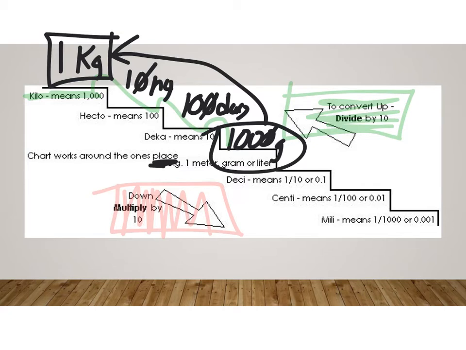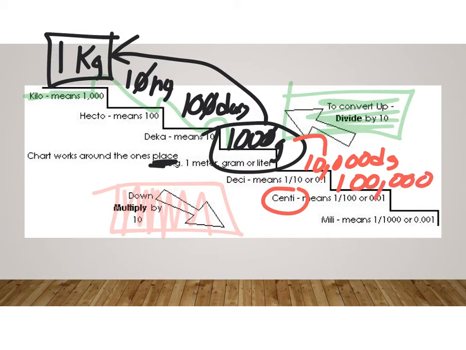Now, if I was going down the steps, I could do that too. If I was going to, let's say, centigrams instead, I would just have to multiply, because I'm going to get more. I'm getting a smaller unit. So as I went down one step, I would then have 10,000 decigrams. And then as I went down one more, I would have 100,000 centigrams. And that's how you do this.